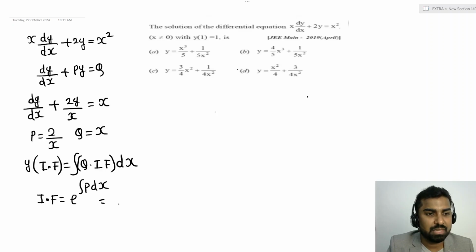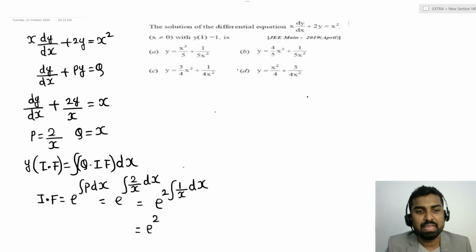So this will become e to the power integral of p, which is 2 by x dx. If I take this 2 outside, it becomes e to the power 2 into integral of 1 by x dx, which we can integrate very easily. We know that integral of 1 by x dx is log x. So we have e to the power 2 log x.